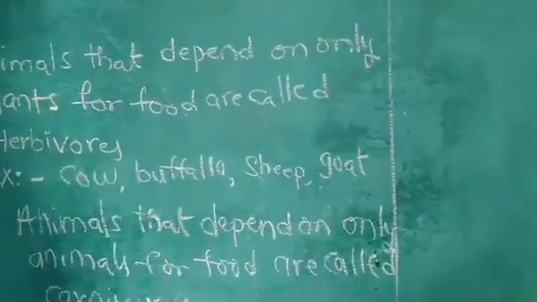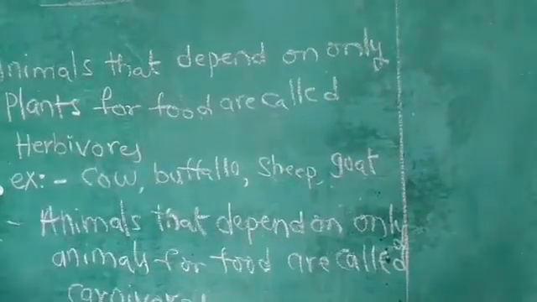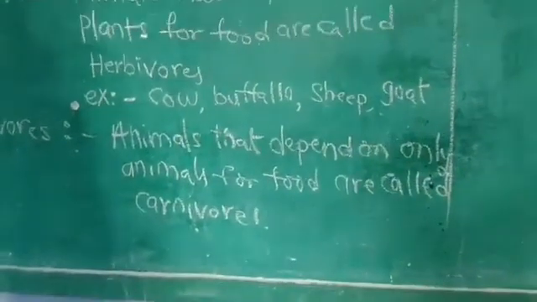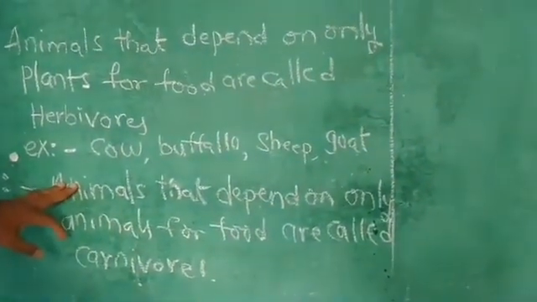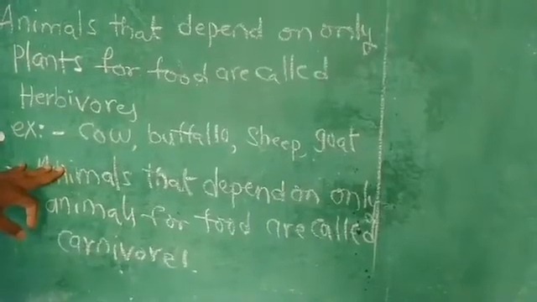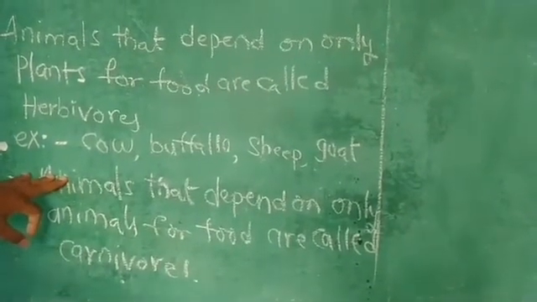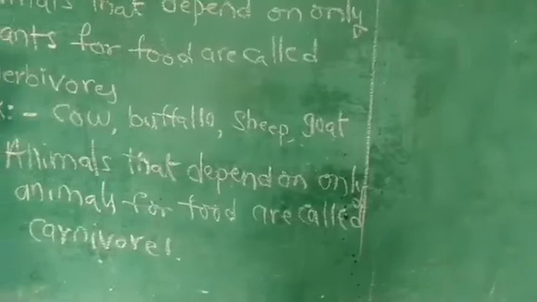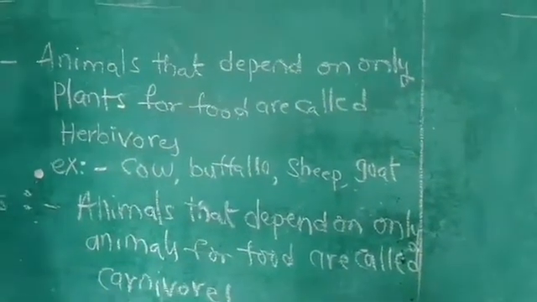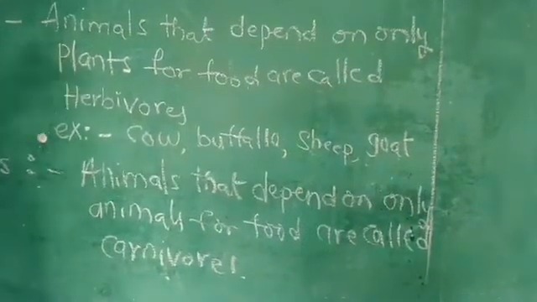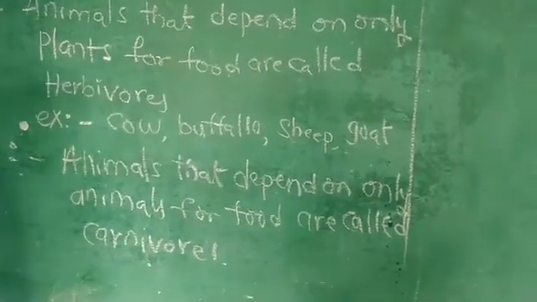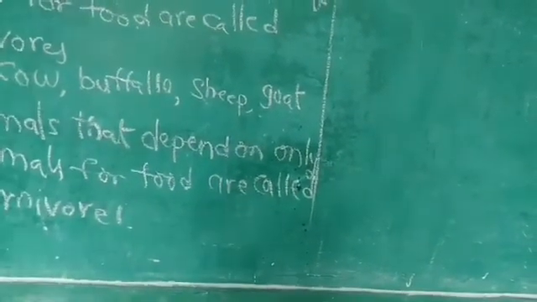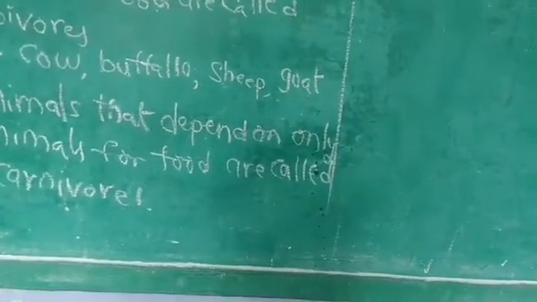How do plants prepare their food? Plants prepare food with the help of sunlight. That is not part of this lesson, but I am saying it here. How do animals take food? By sense or by vision, or by digging. Some animals dig inside the soil and eat the roots of plants.